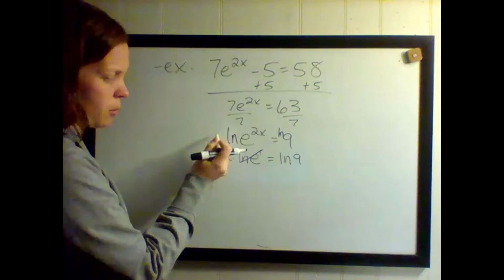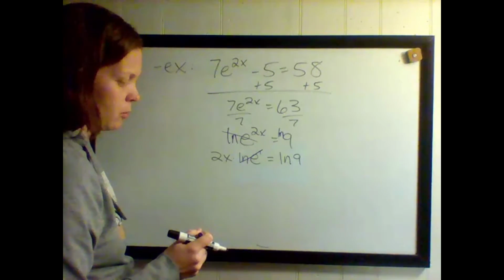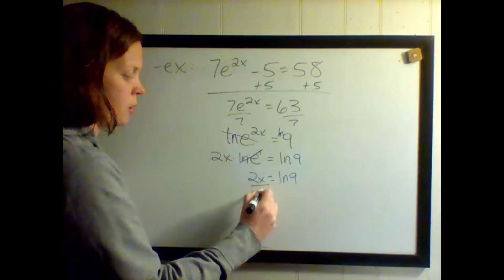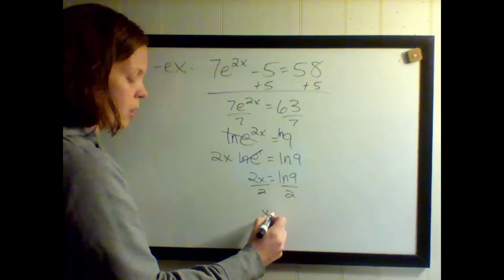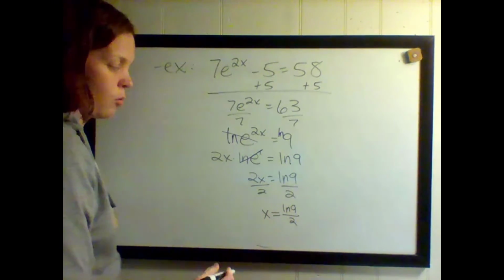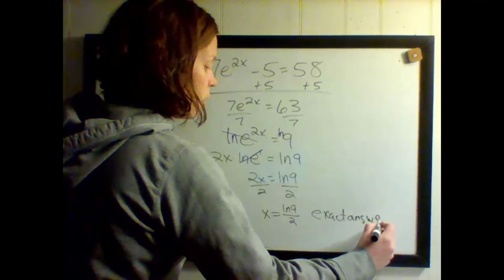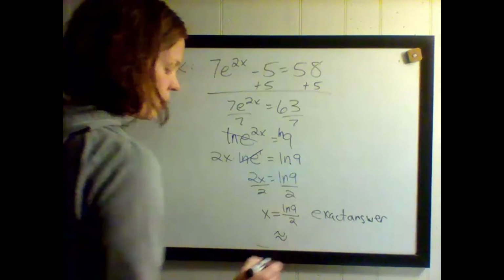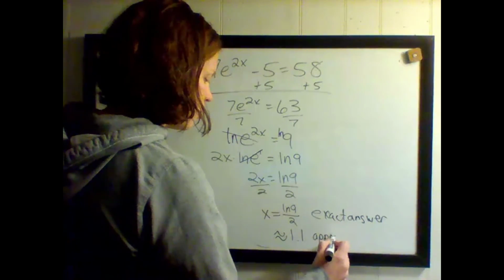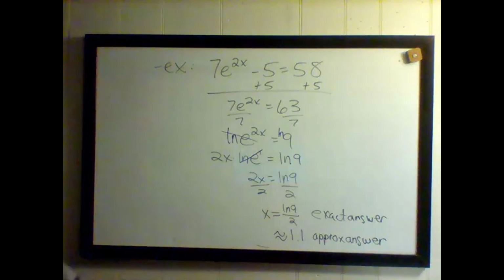If you have natural log of e, this just drops out and the 2x comes down. So now I'm left with 2x equals natural log 9. Then one more step, divide by 2. If I leave this as natural log 9 over 2, this is considered my exact answer. If I plug that in my calculator to get the approximation, I should get somewhere around 1.1. This is my approximate answer. So I'm going to watch the directions for what the question is asking for.